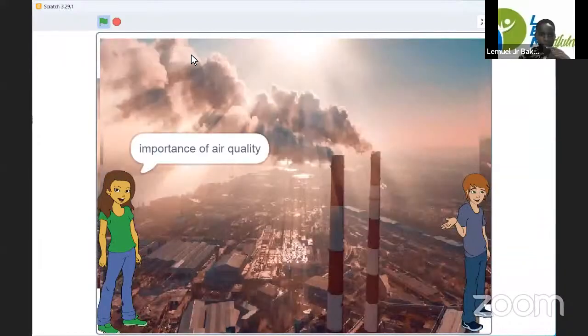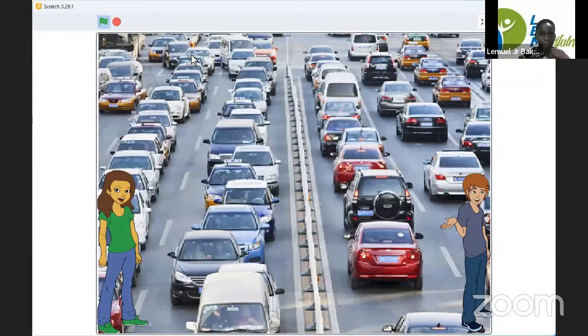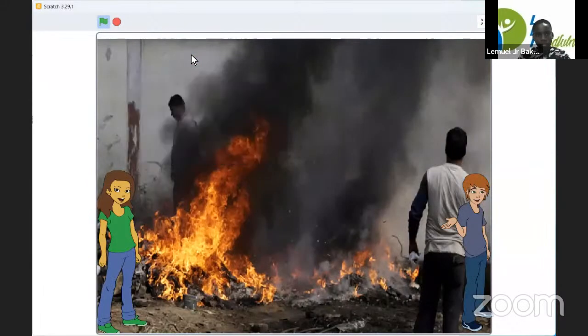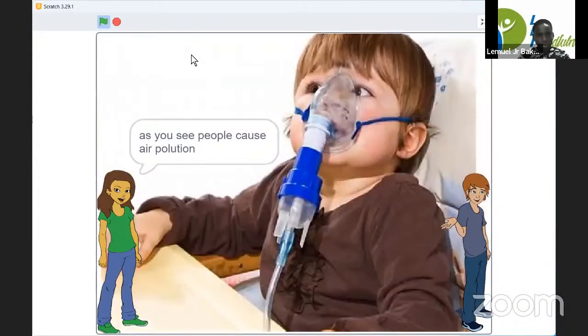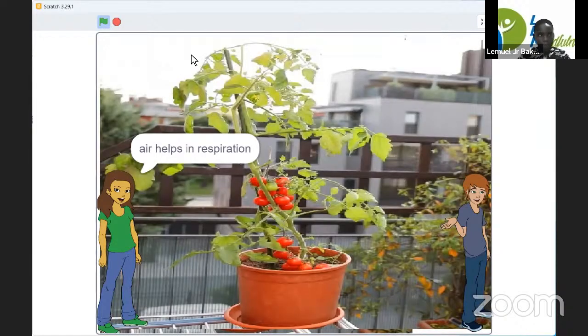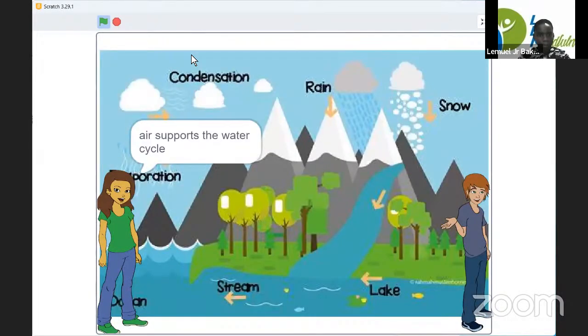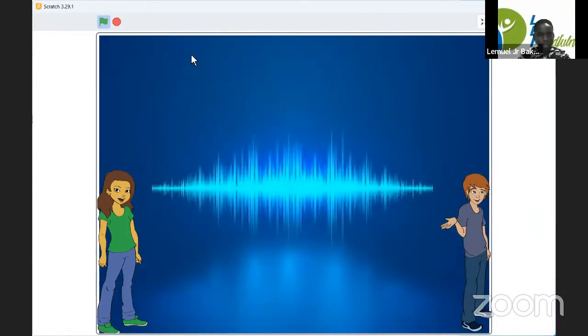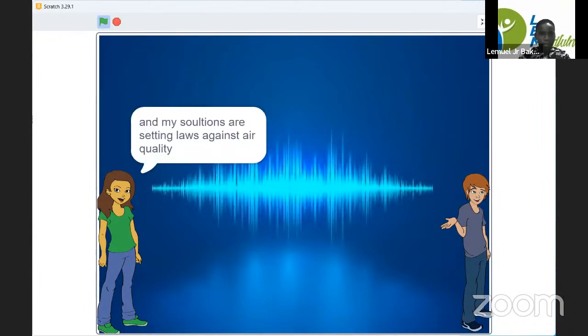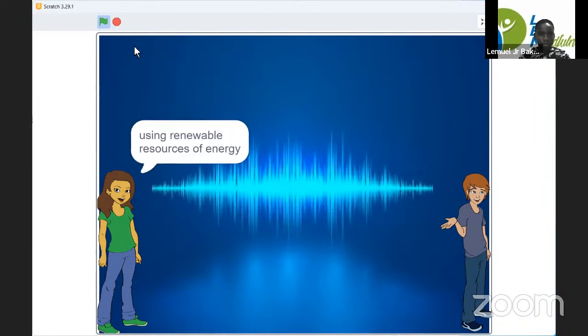Importance of air quality. For example, people have mechanical problems with their cars. Air helps in generating electricity through windmills. Air helps in plant growth. Air conducts sound and helps in communication. And doing regular checkups on vehicles.